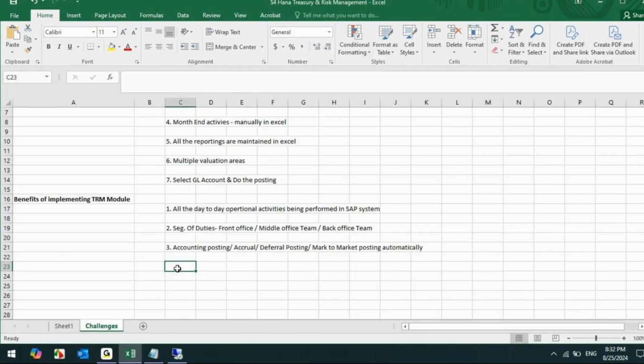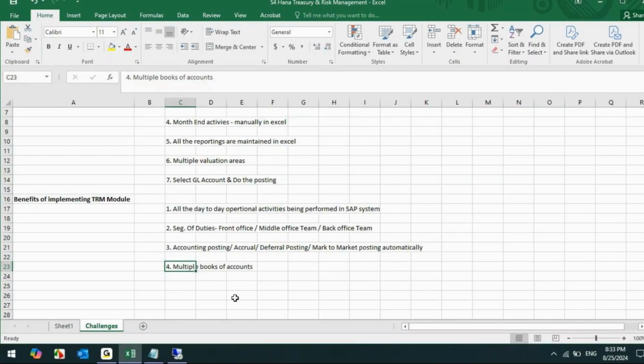Okay. And you can maintain multiple books of accounts, because once you post it, it will post to the multiple ledgers, non-leading ledgers. That is also automatic. Once you maintain the settings for the valuation area, it will post to the multiple ledgers.